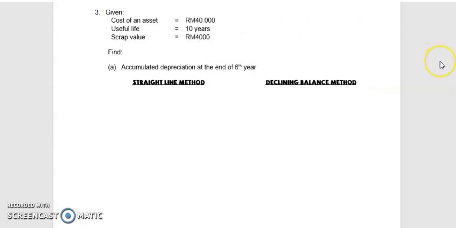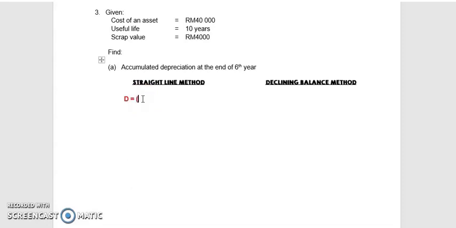Okay, now look at this example, example 3. Given the cost of an asset is 40,000, its useful life is 10 years, and the scrap value is 4,000. Question A, find the accumulated depreciation at the end of 6 years. For the straight line method, we always need to know the annual depreciation first. So we calculate the annual depreciation.